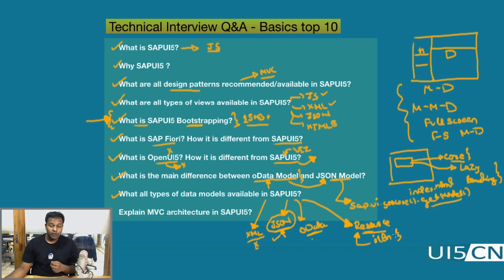This is a very tricky question as well, and you have to answer it properly if your concepts are clear. I hope your concepts are now clear. Now let's see the next question. This is the last question for the basics session, and the question is, explain MVC architecture in SAP UI5.